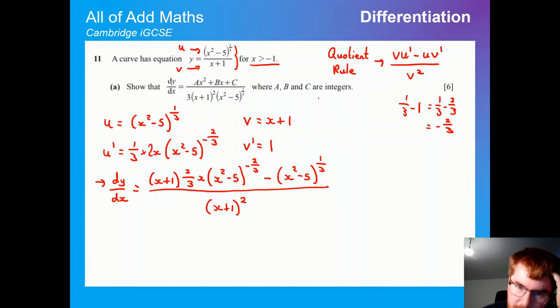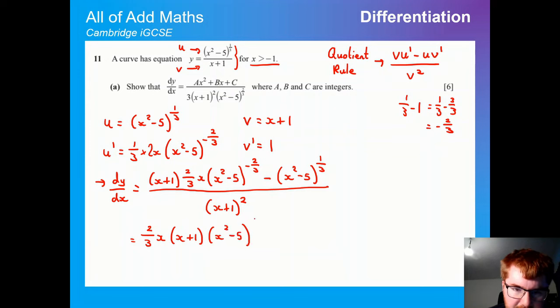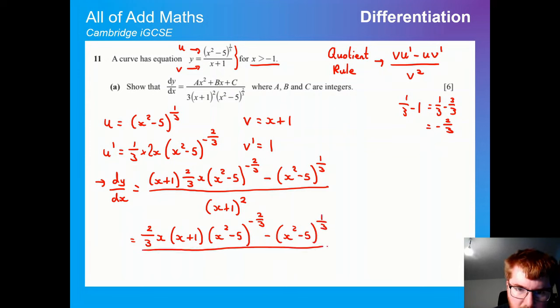Let's have a think how we want to go from here. I'm going to tidy it up first of all. So that's going to be my first instinct here. So let's bring the 2/3 x to the front. We've got x plus 1. We've got (x squared minus 5) to the power of minus 2/3 minus (x squared minus 5) to the power of a third, all over (x plus 1) squared.